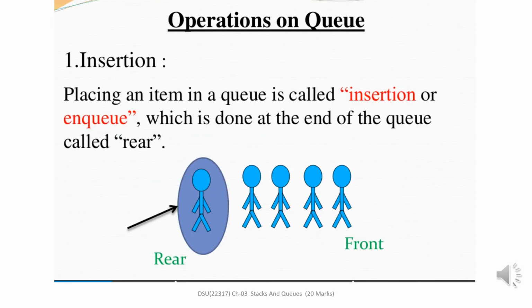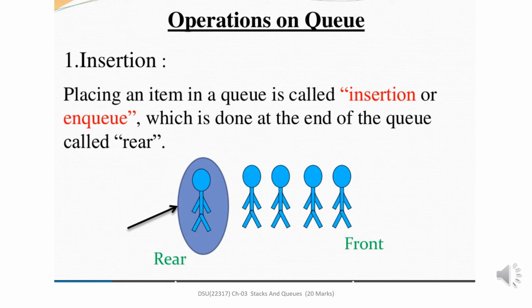Now we will see operations on queue. There are two operations on queue, insertion and deletion. First is insertion. Placing an atom in a queue is called insertion or NQ, which is done at the end of the queue called the rear. That means in the queue, insertion can take place from the rear end. See here in the diagram, the rear end means insertion. After inserting the element, the queue size is increased by 1.